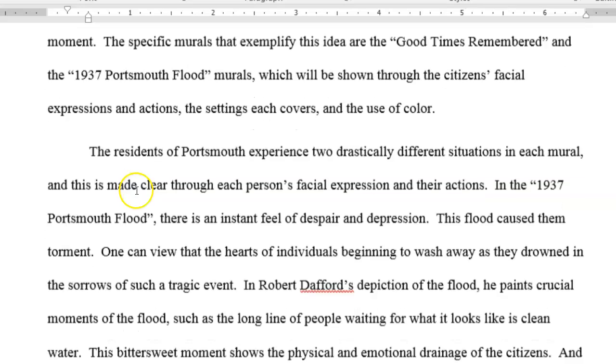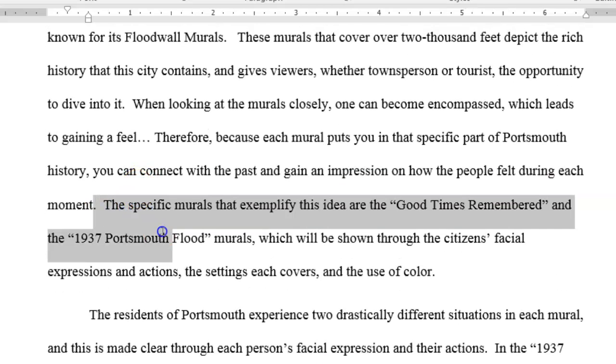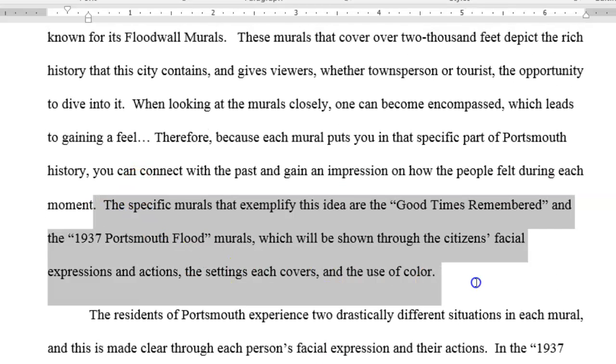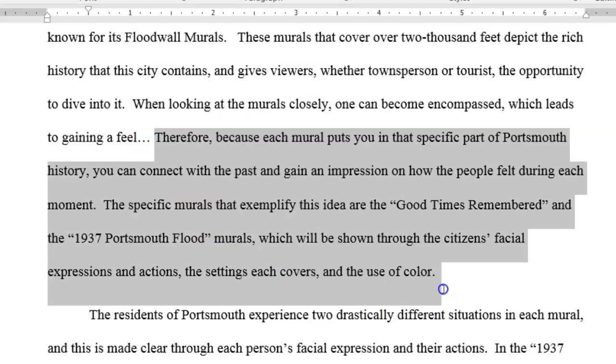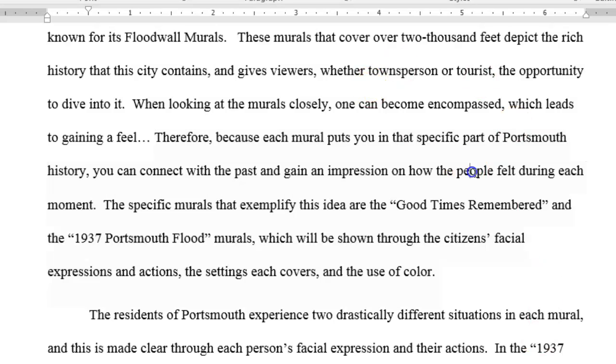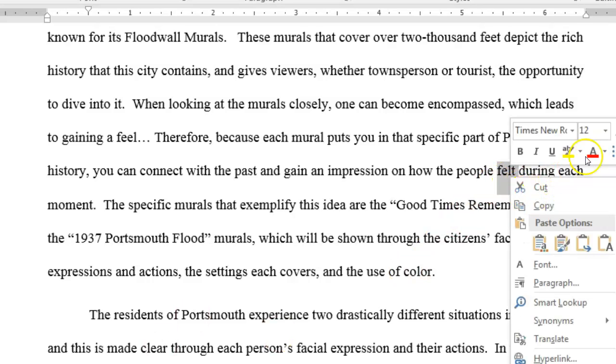I think here is where, let's see, it's these two sentences here. Puts you in a specific part of Portsmouth history. You can connect with the past and gain an impression on how the people felt during each moment. It's this word here that I think that's what the essay is about. It's about how the murals convey emotion.